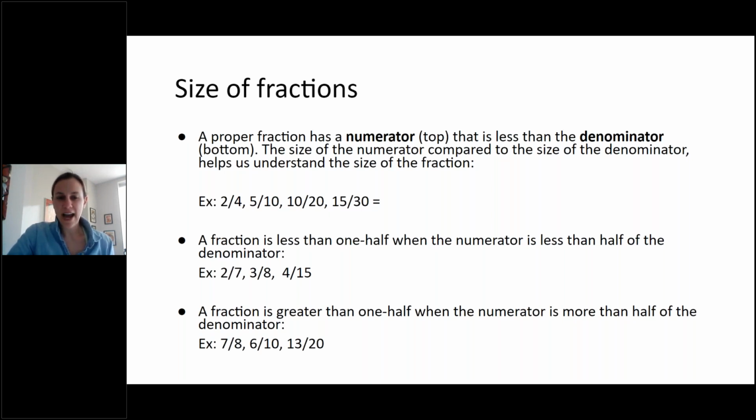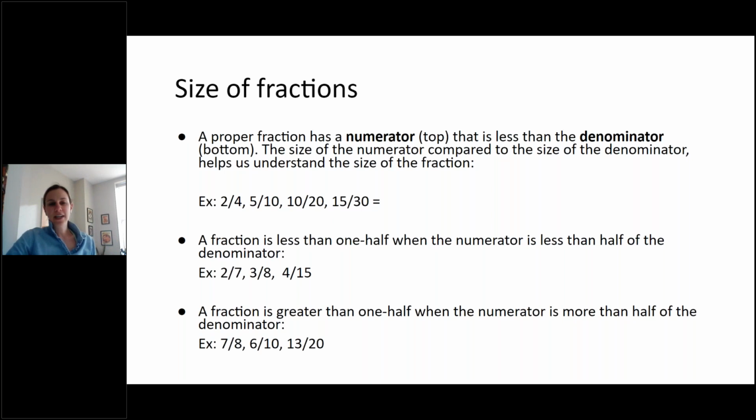So when I look at this example right here, I've given 4 different fractions: 2 over 4, 5 over 10, 10 over 20, and 15 over 30. What's interesting is, even though these are different numbers because they have different numerators and different denominators, which you can see very clearly that they're all different fractions, they all simplify down to the same number, and that number is 1/2. So 2 is half of 4, 5 is half of 10, 10 is half of 20, and 15 is half of 30.